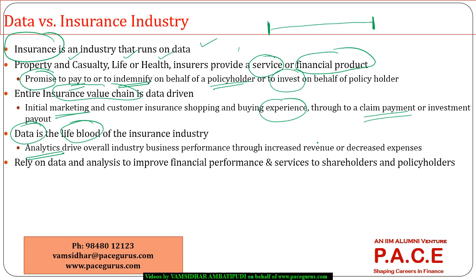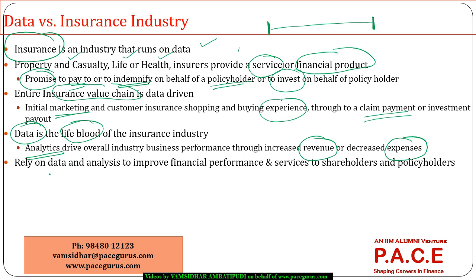So if proper analytics is being applied, it is definitely going to boost the revenues, or it could contribute very well to reduced expenses. Overall, the profitability of the company can typically go up by effective usage of analytics.